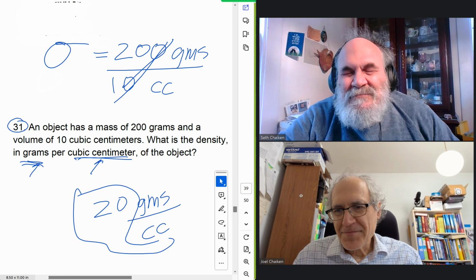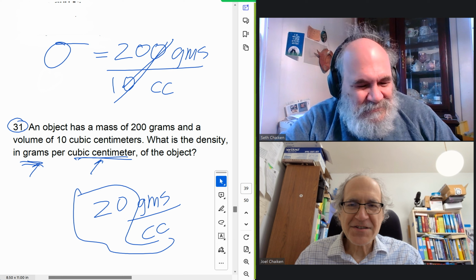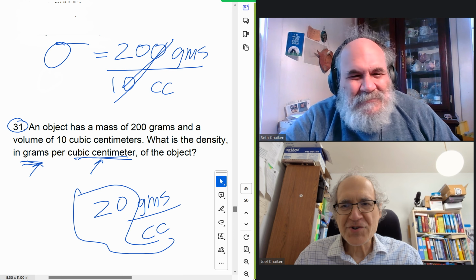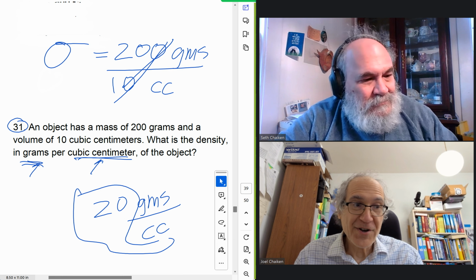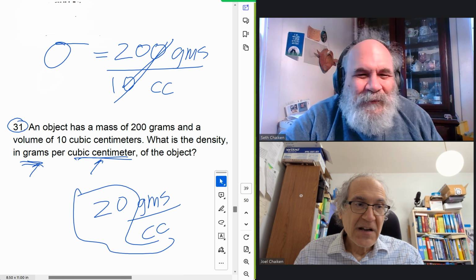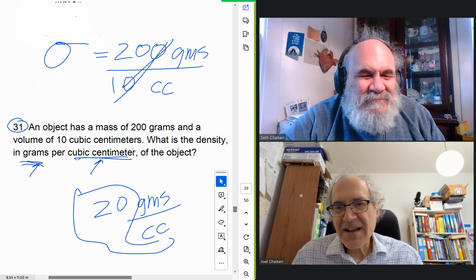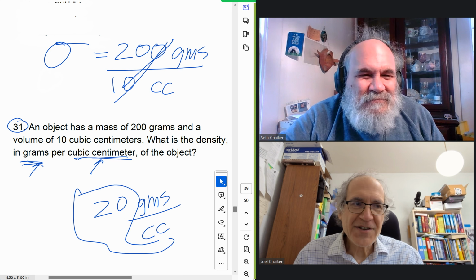Calculator. Hopefully you don't need a calculator to do 200 over 10, but if you do, the calculator is available, and you can divide with it. And starting with the guess, that doesn't apply. This is a free response question.